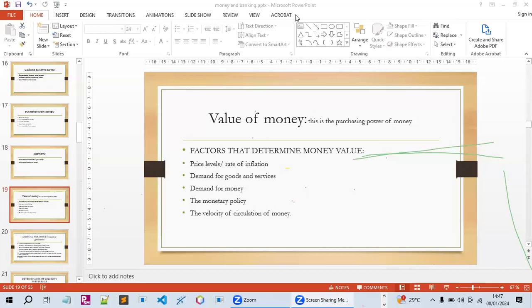Okay, let's proceed to the demand for money. A high demand for money influences prices upwards, especially for transaction and speculative purposes. And this lowers the value of money. However, a low demand for money tends to influence prices downwards, thus increasing the value of money. I hope you've understood that point.